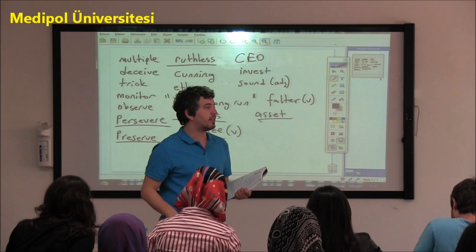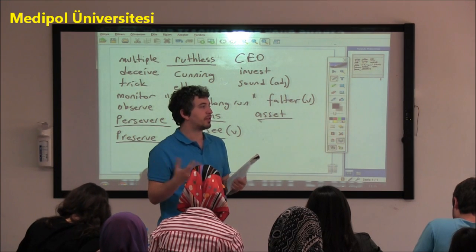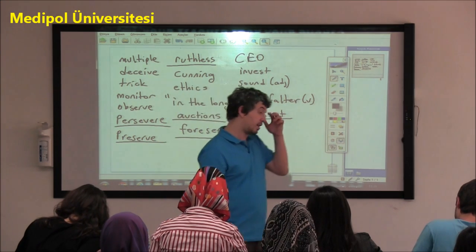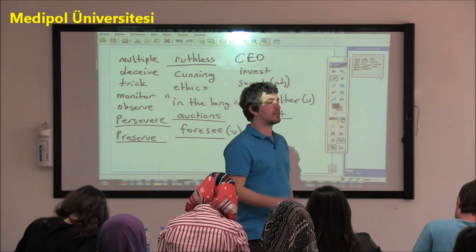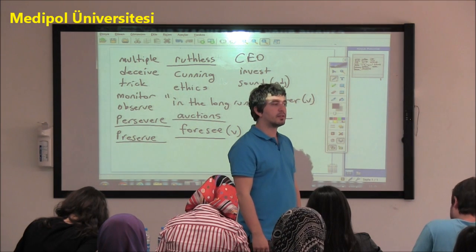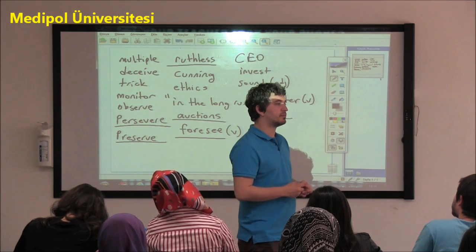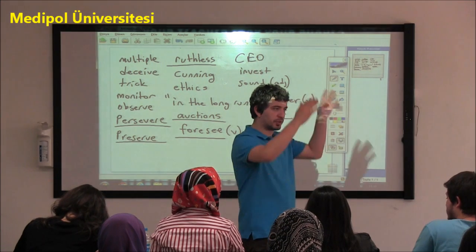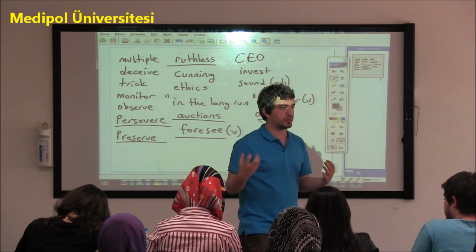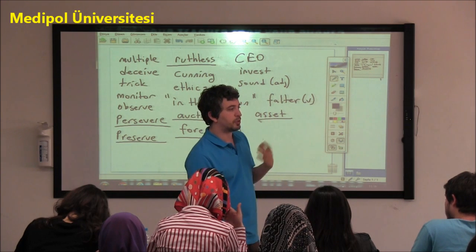Asset is anything that supports you. For example, you have valuable assets. A bank account is an asset, yeah. Or things that support you. They're your possessions.